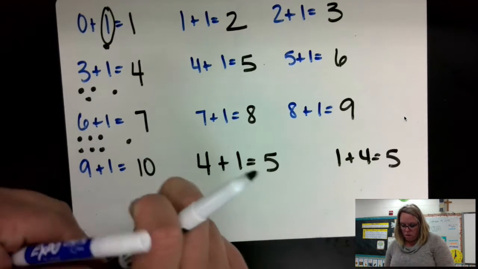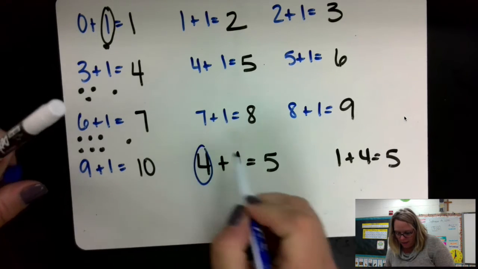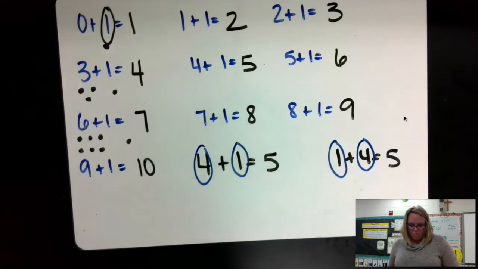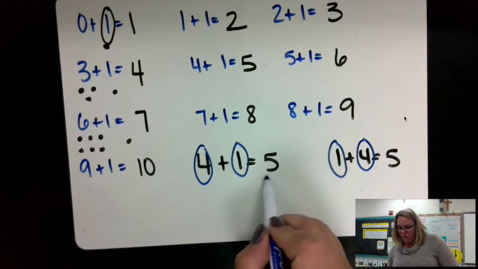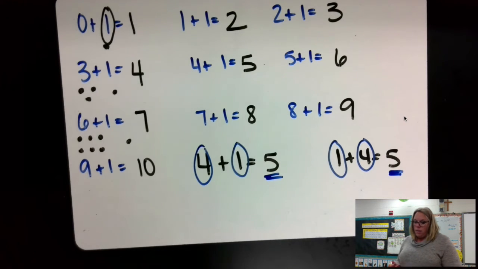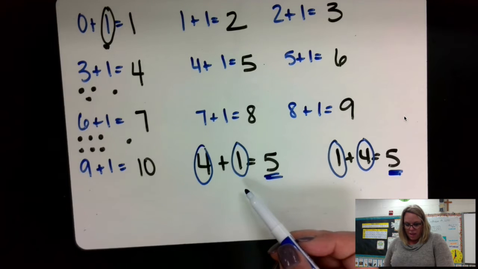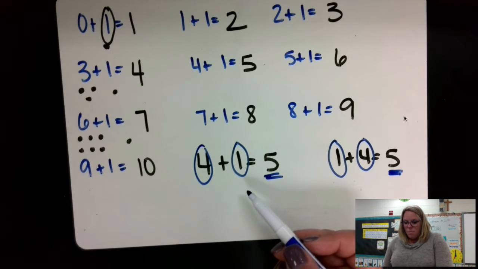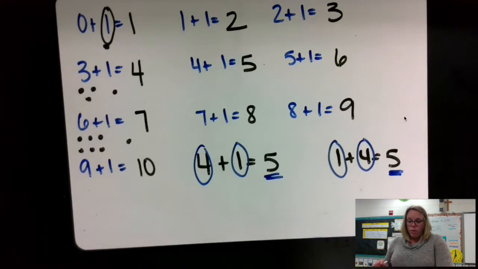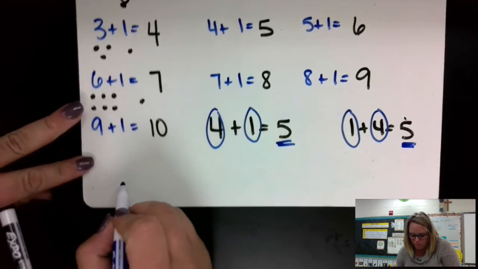Well, as you can see here, the addends 4 and 1 are the same in both of the problems. And guess what? My sum is the same too. How are they different? The order has been changed. That's the only thing different. Mathematicians know that when the addends are the same but in a different order, the sum is going to be the same. And they call this something special.